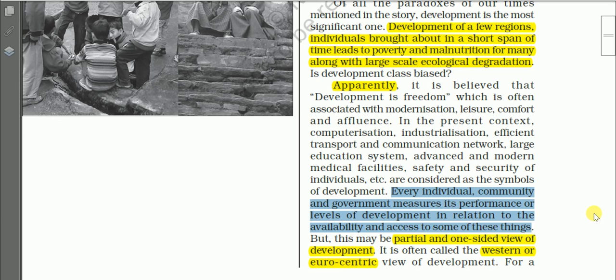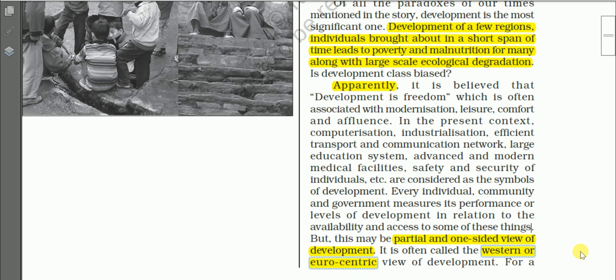But this may be a partial and one-sided view of development. If we consider only computerization, industrialization, efficient transport and communication and so on for measuring development, this is partially true and it is a one-sided view of development. And such a view is often called the Western or Eurocentric view of development.